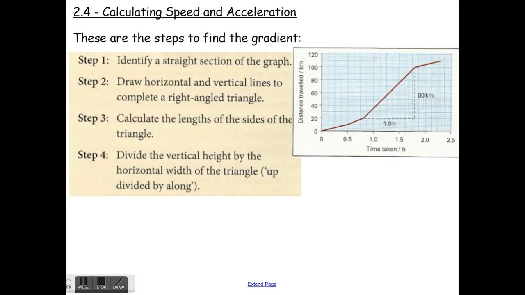Then we calculate the lengths of the sides of the triangle. From here to here is 1 hour, from here to here is 80 kilometers. So then of course the gradient is rise over run, or change in y over change in x. So that would be 80 over 1. So 80 kilometers per hour.